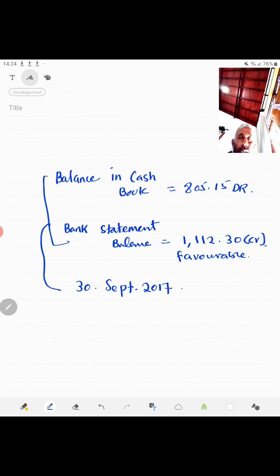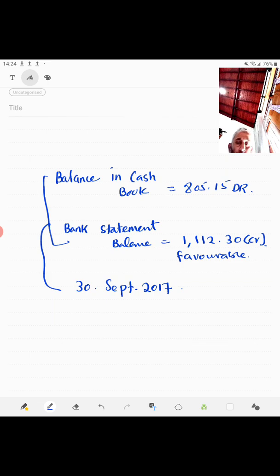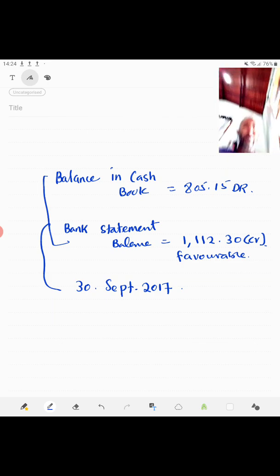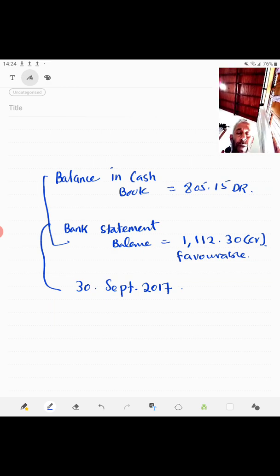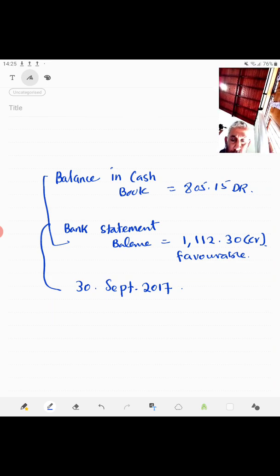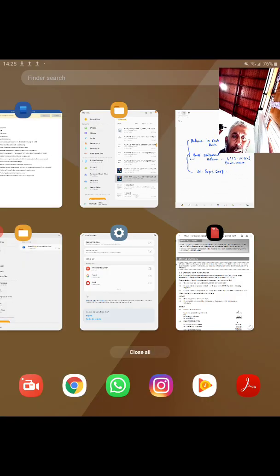Now, as we see here, there is a clear difference between the balance as per the cash book and the balance as per the bank statement. Since we are facing this situation, we have to prepare a reconciliation exercise between them based on the information given in the question. So, let us see what additional information is provided in the question.